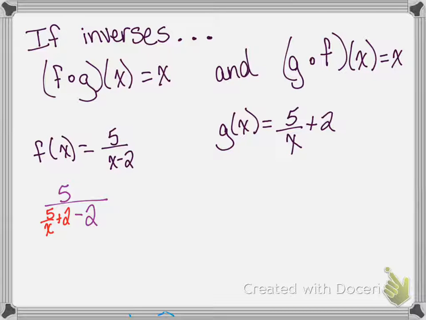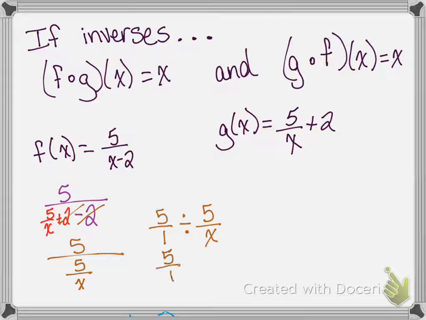So when I simplify this, my 2 and my negative 2 cancel out. Okay? I'm left with 5 over x. Another way to write that is 5 over 1 divided by 5 over x. That's another way to write it. When I am dividing fractions, I do 5 over 1 times the inverse. And what happens right there? What am I left with?